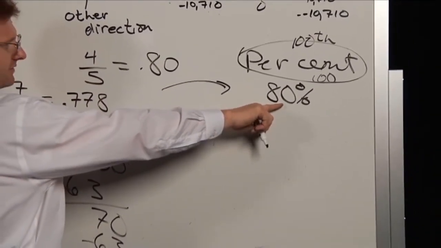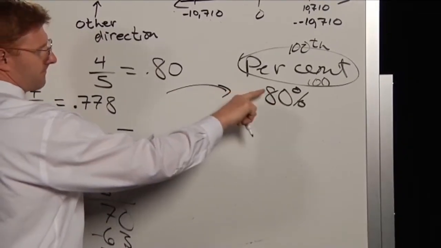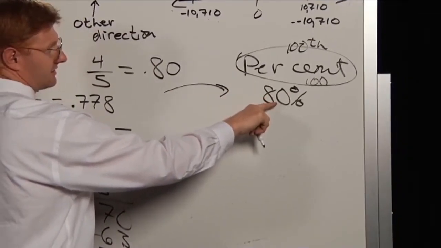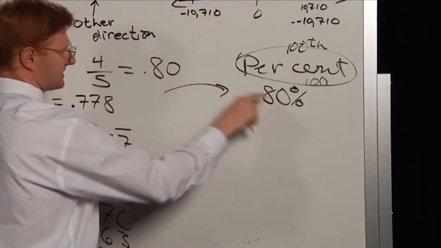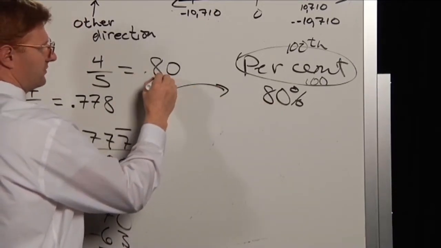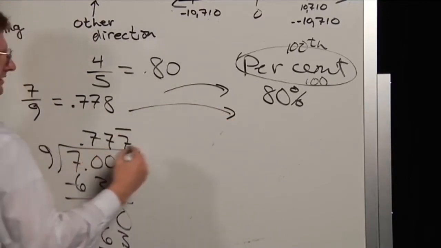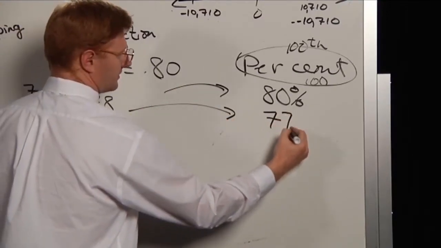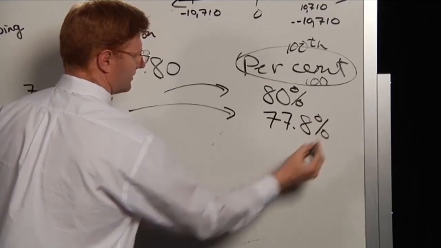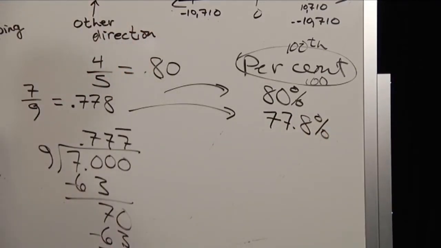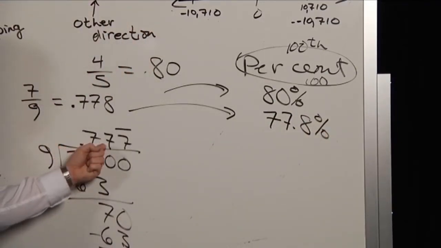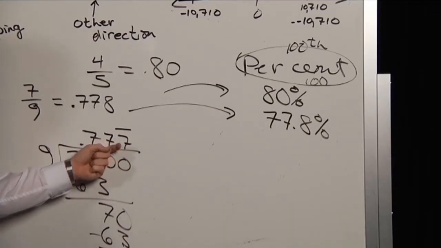80%, however, you'll notice the difference between this and this is when you move the decimal 2 places. So this one, changing over to a percent, would be 77.8%. Equally well, you could have written it as 77.7 with a bar over it.